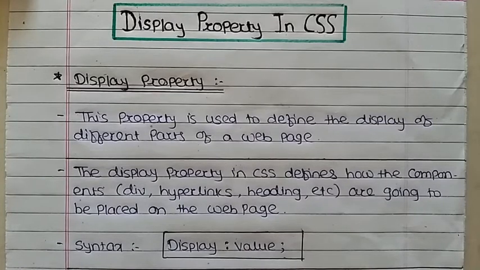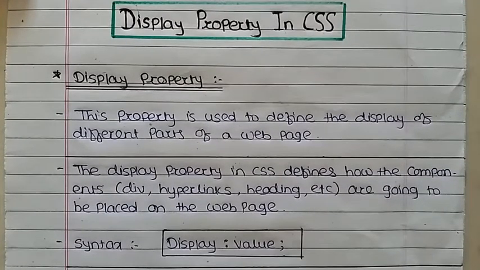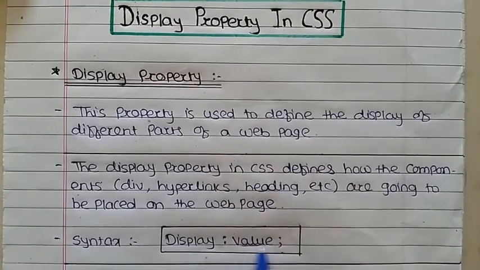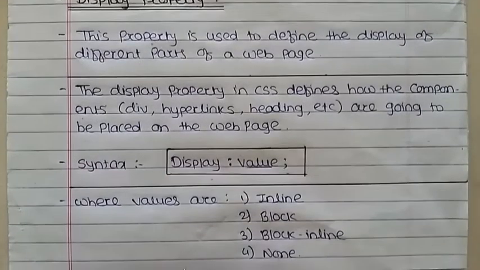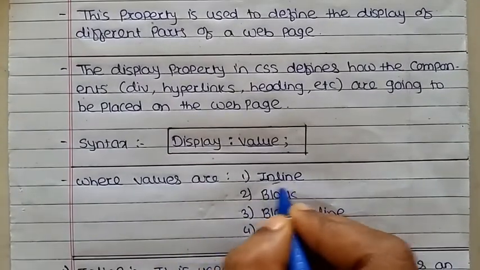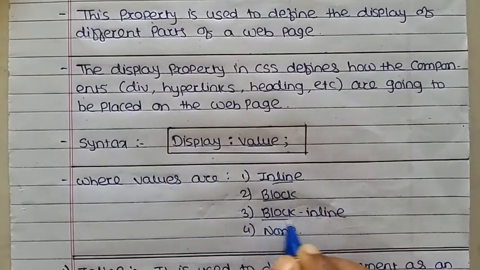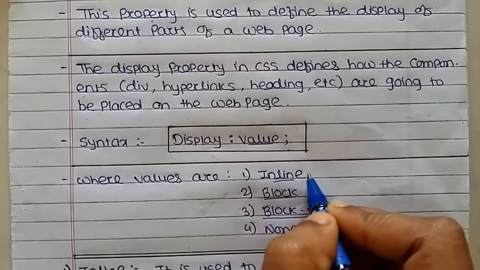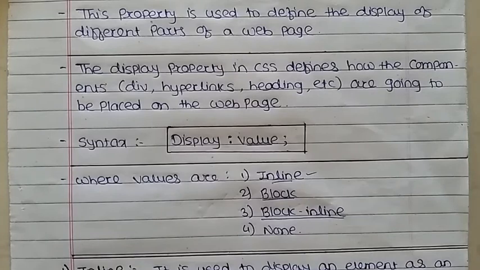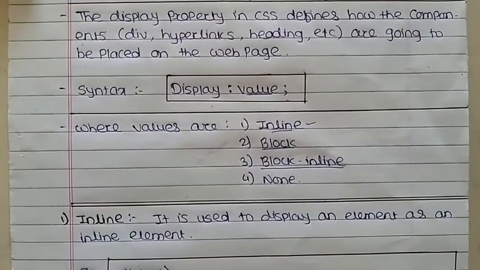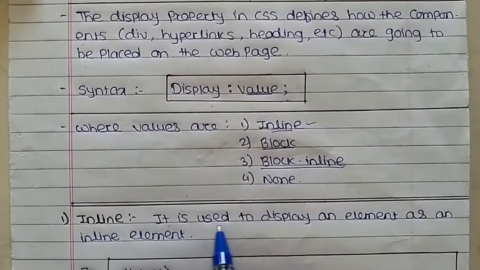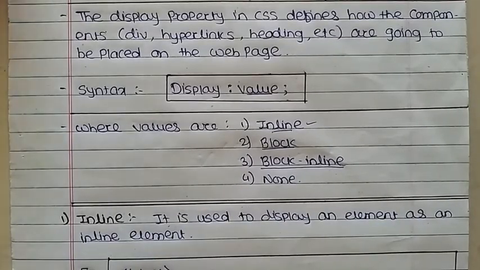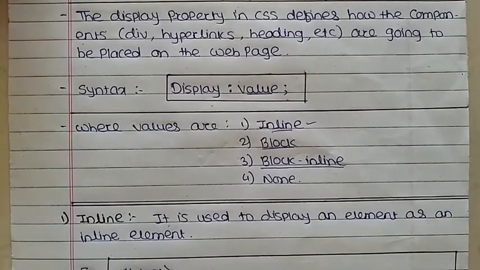So what is the syntax of this? display: value. The value has four types: inline, block, inline-block and none. So what is the inline value here? What is meant by inline? We will discuss this one. Inline is used to display an element as an inline element.